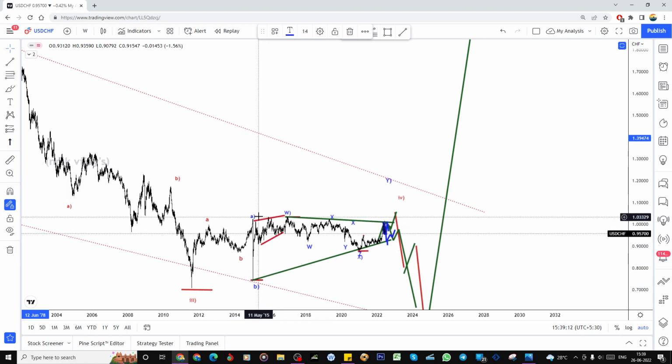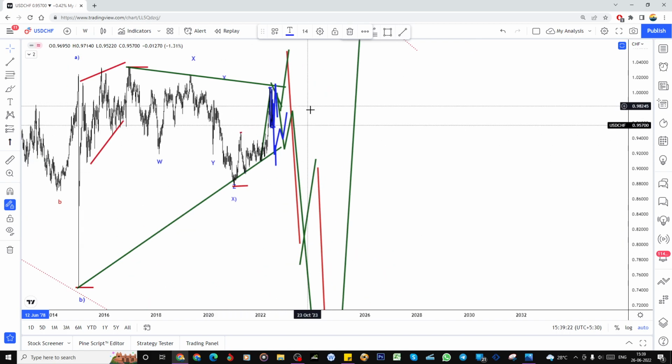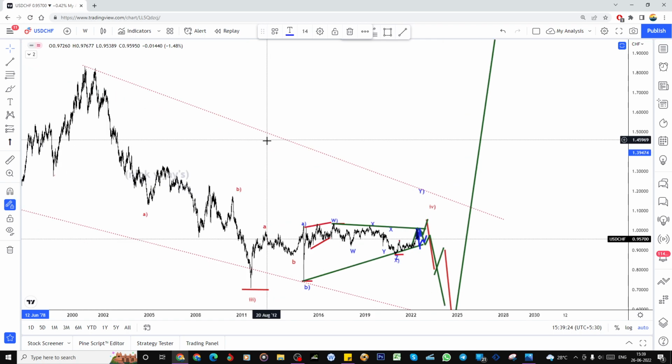See, A, B, C is A, B and C. From here, this is A, B, C, D, E, and then from here. So that time it won't break this 1.03. That is why I have explained here. So we have to wait for this.